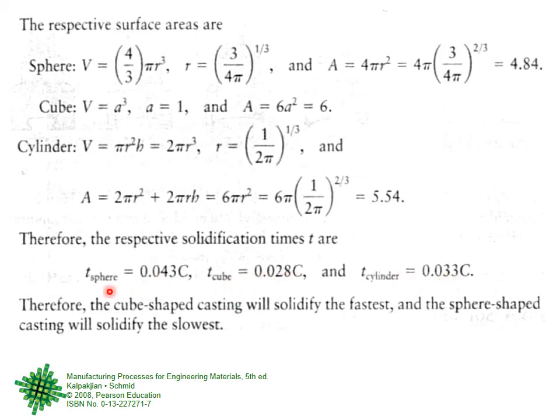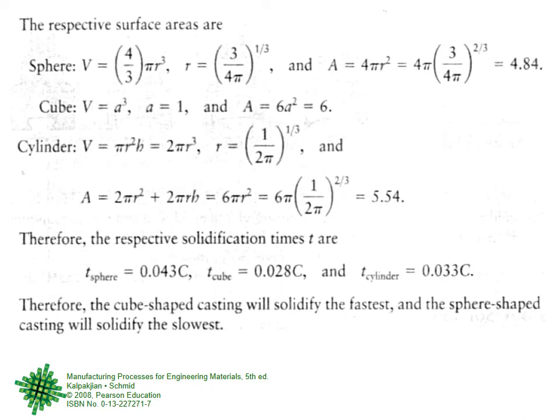Which is the smallest? Cube. So smallest time, this will be the fastest to cool, right? And so on. You can do any other technique you like. You can actually find the volume, actually find the area, take the ratio and then square it. Or you can assume volume to be 1 as we just did and then do it. But this is it.